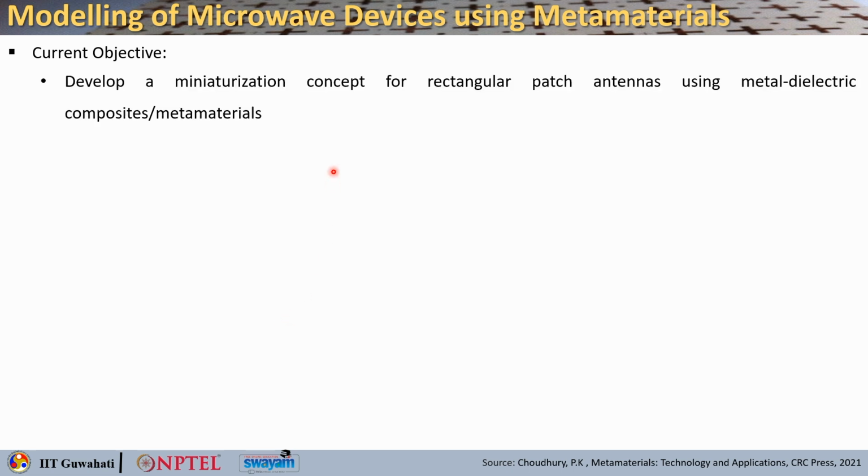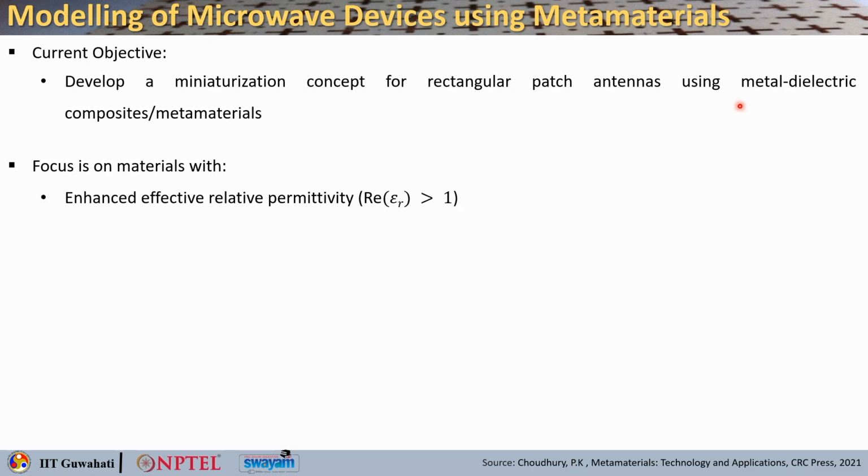So, the current objective would be to develop a miniaturization concept for rectangular patch antennas using metal dielectric composites or metamaterials. What we are going to do is focus on creating the concept of miniaturization of these rectangular patch antennas on metal dielectric composite or metamaterials with enhanced effective relative permittivity. In doing so, we are considering a non-magnetic substrate. That means you keep the real part of the permeability to be 1.